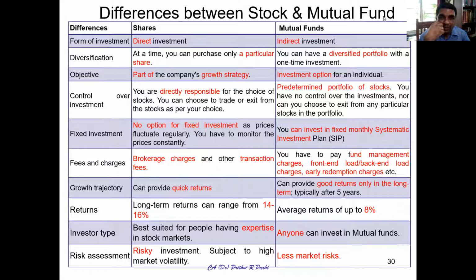Then, control over investment. In the case of stock market investment, you are directly responsible for the choice of stocks. In the case of a mutual fund, it's a predetermined portfolio of stocks. If this is the scheme, this money is going to be invested in these sectors or this type of stocks. It has already been decided and you are participating in that. So you are not directly responsible for the choices.